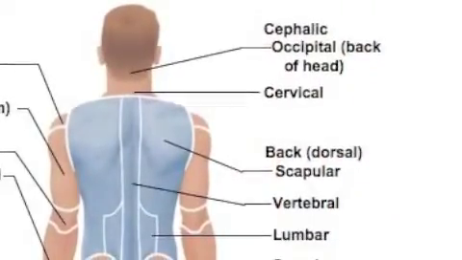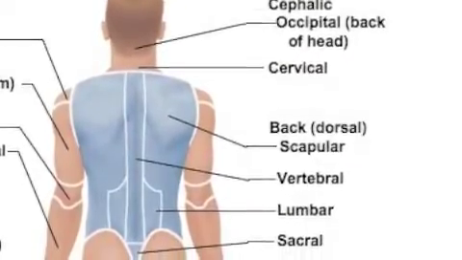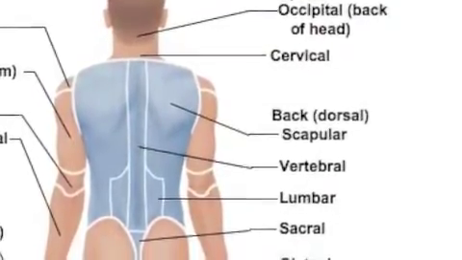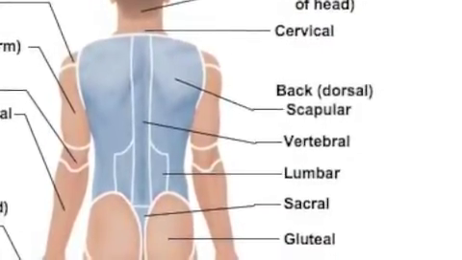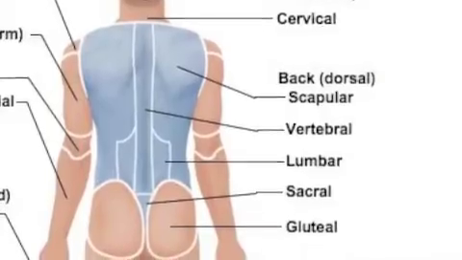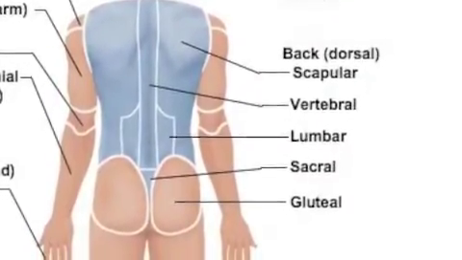On the right side, we have a few more terms. Occipital refers to the back of the head. In the back, we have scapular, which is where the shoulder blade lies. Vertebral, which is overlaying the vertebral column, so it goes all the way from the neck down to the butt. And gluteal refers to the butt.